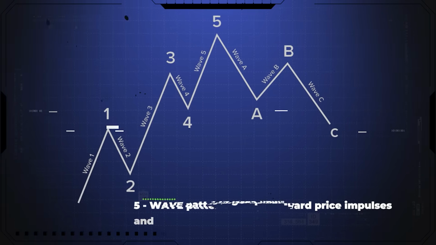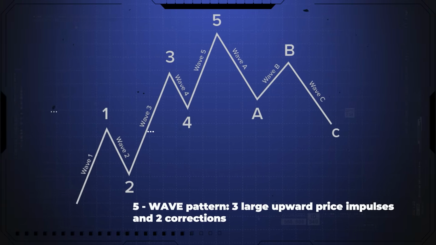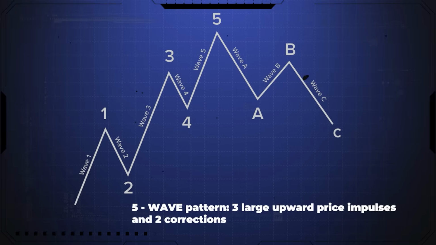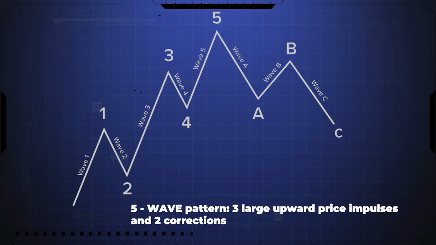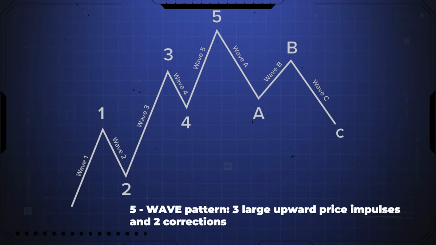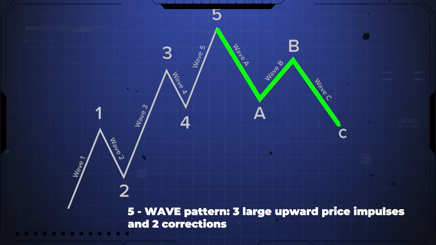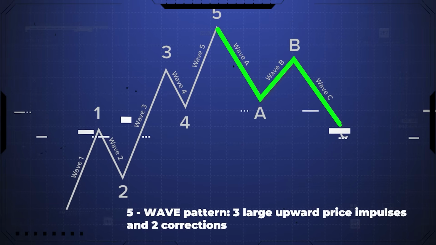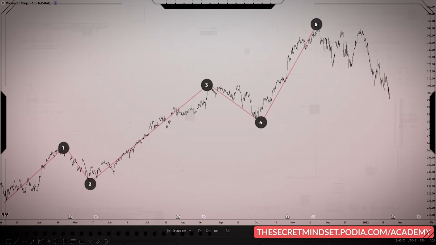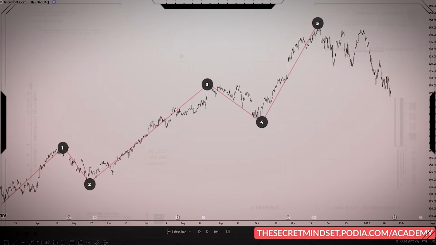An uptrend typically has 3 large upward price impulses and 2 corrections, creating a 5-wave pattern. This uptrend is then followed by 3 waves lower: an impulse down, a correction to the upside, and another impulse down. There are 3 golden rules in Elliott wave theory.